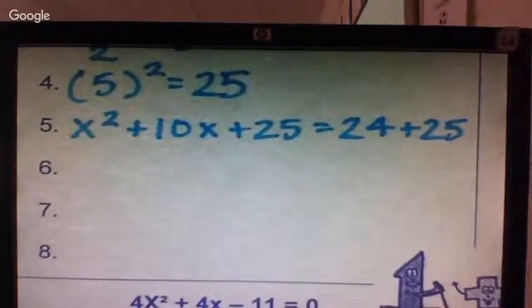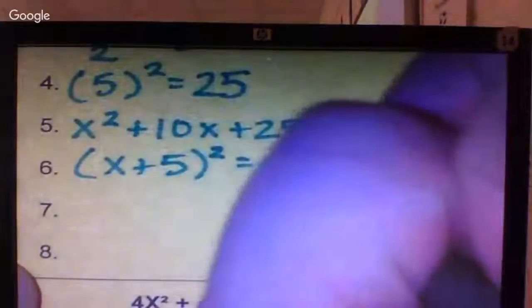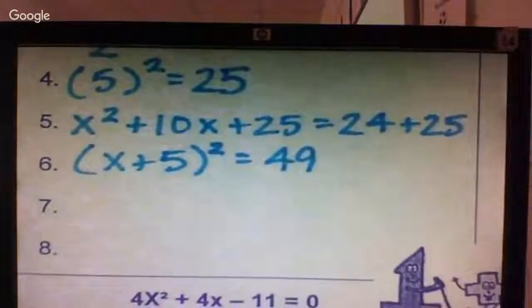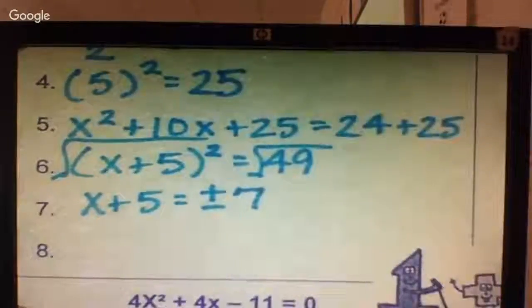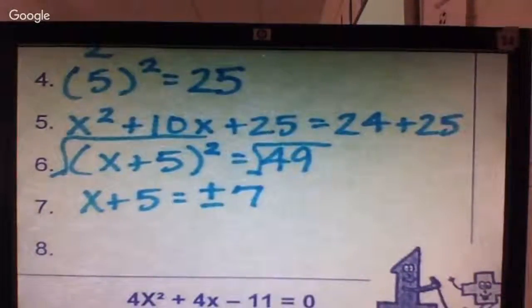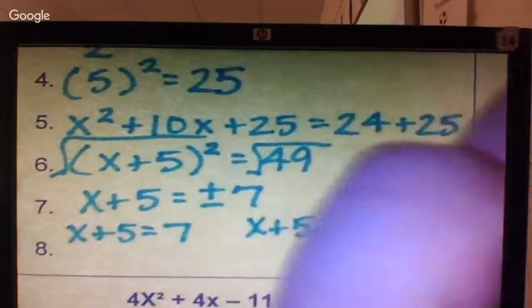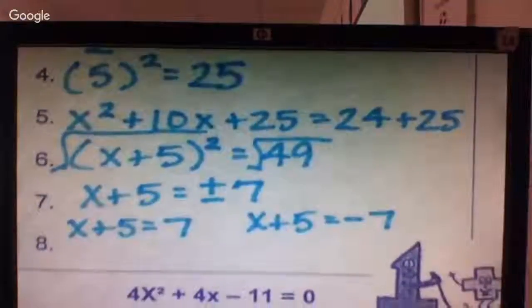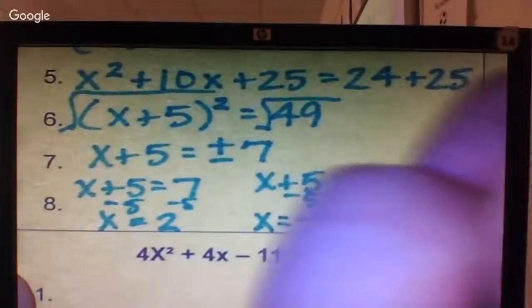Okay, your left-hand side needs to be factored. Because it's a perfect square trinomial, it's x plus 5 squared equals 49. Step 7 says take the square root of both sides. So we take the square root and the square root. X plus 5 equals plus or minus 7. And your last step, solve for x. So you have x plus 5 equals positive 7 and x plus 5 equals negative 7. Subtract 5 from both sides. So x is 2. Subtract 5 from both sides. X is negative 12.